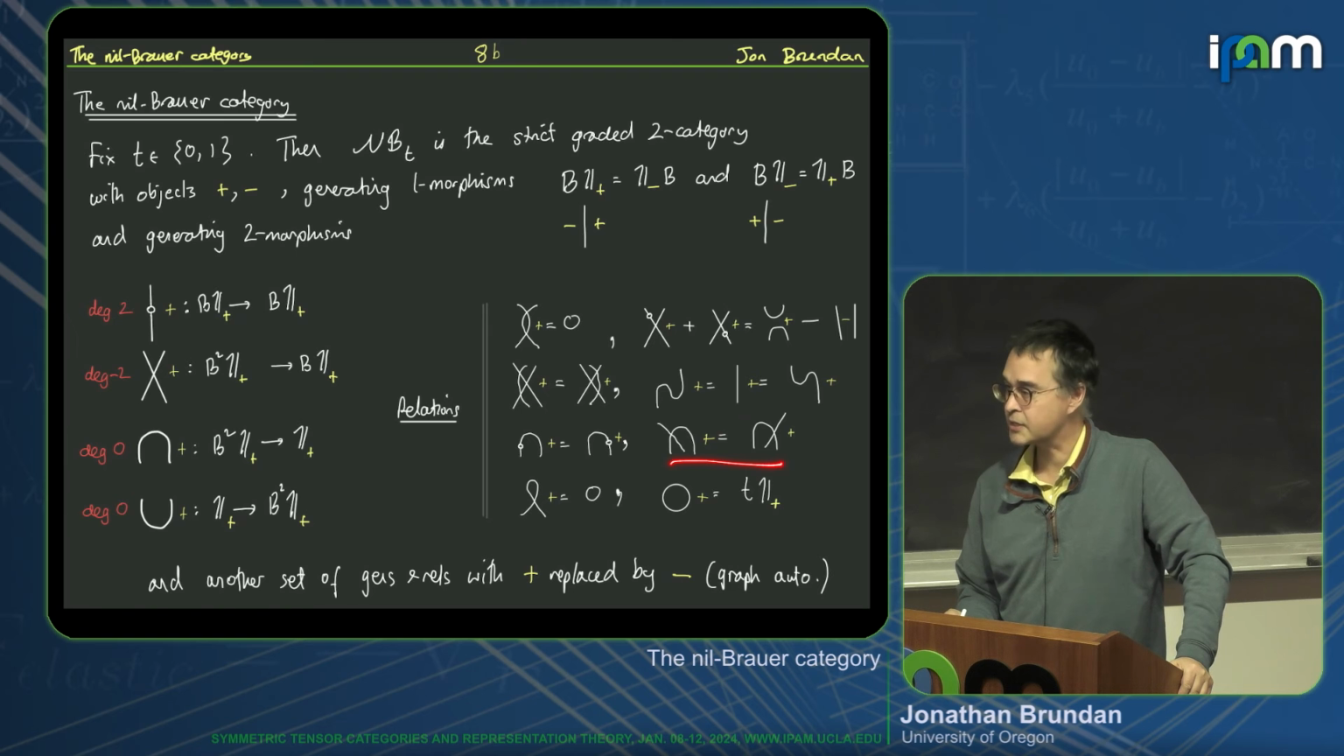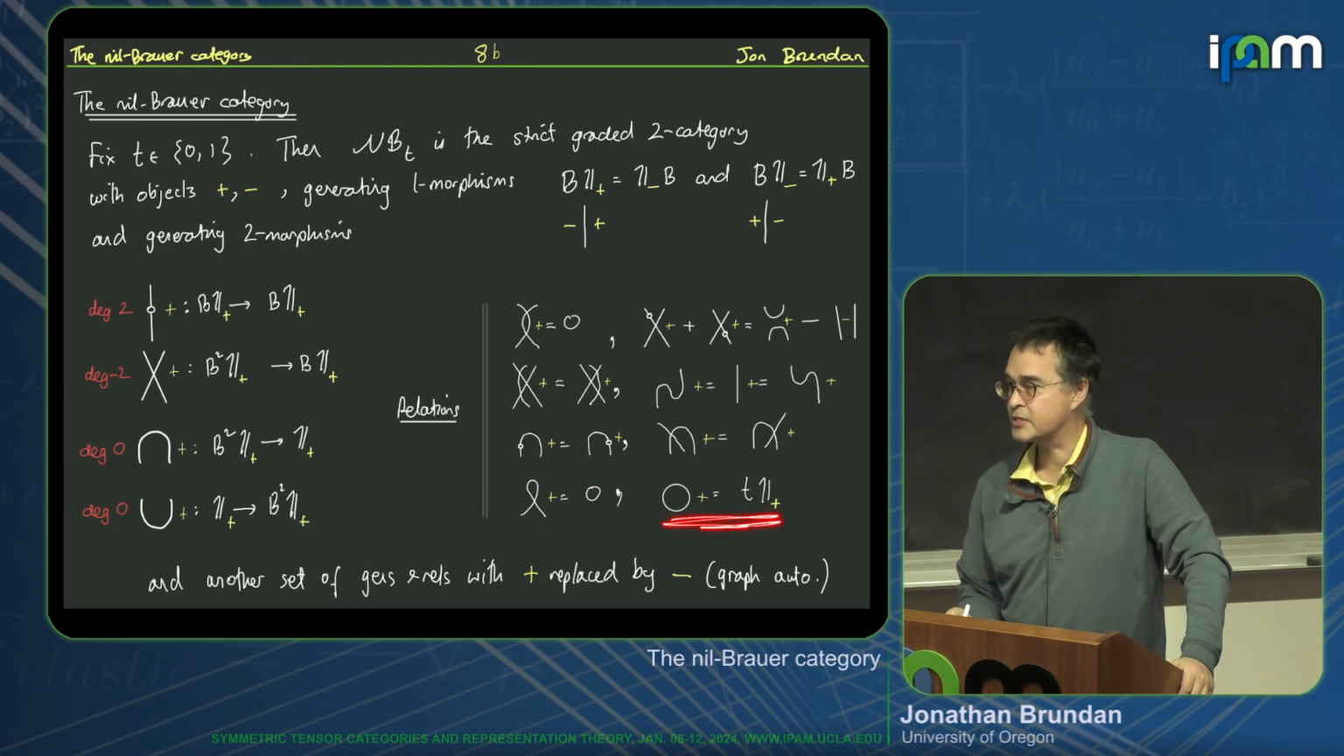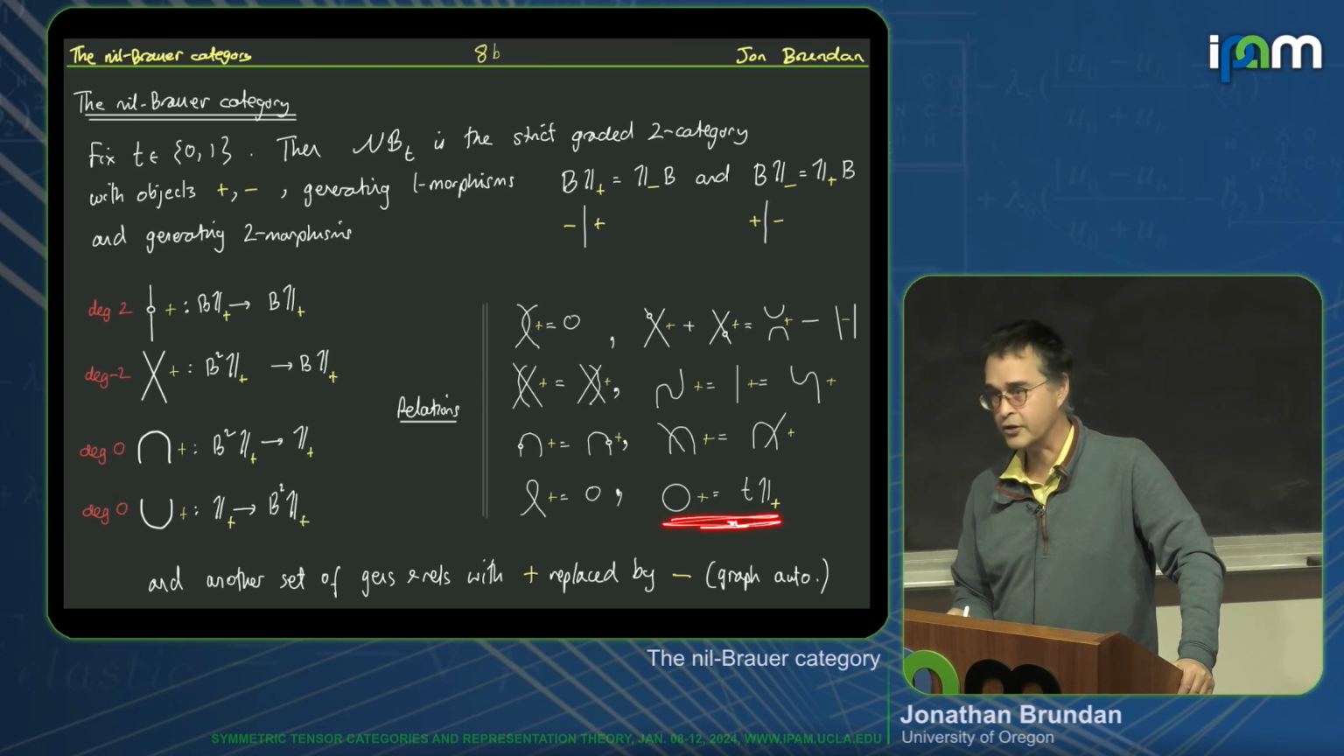You can pull the crossing past a cap. Curls are 0. The place where the parameter t, 0 or 1, comes in is the bubble. The bubble evaluates to the scalar t. You can only take t equal to 0 or 1. It's kind of forced by the other relations. So there really are only two versions of it.